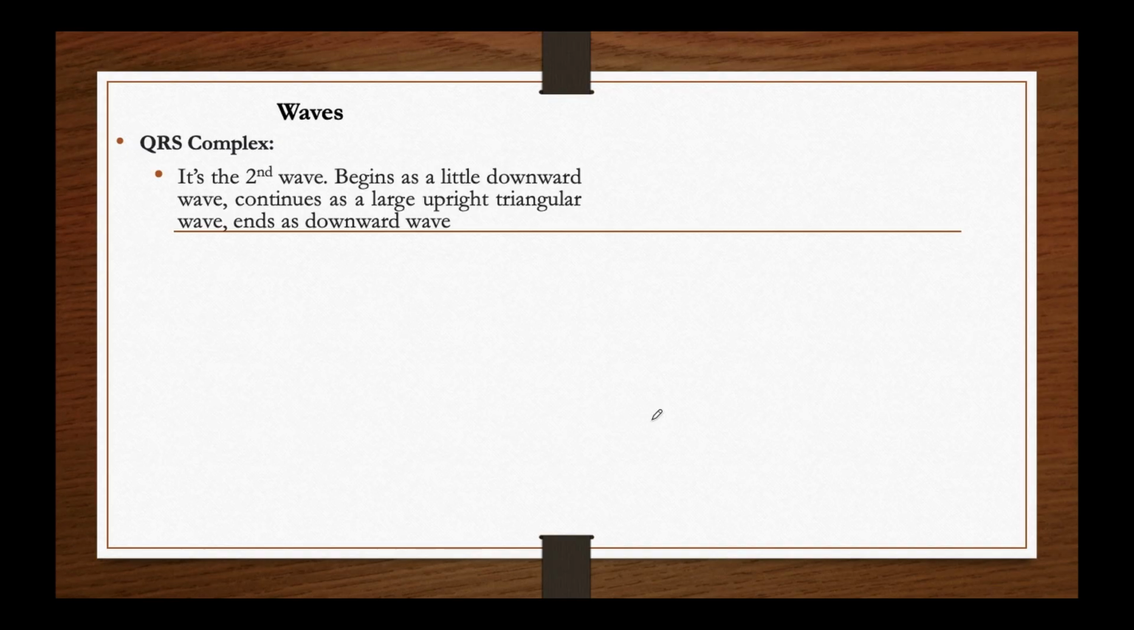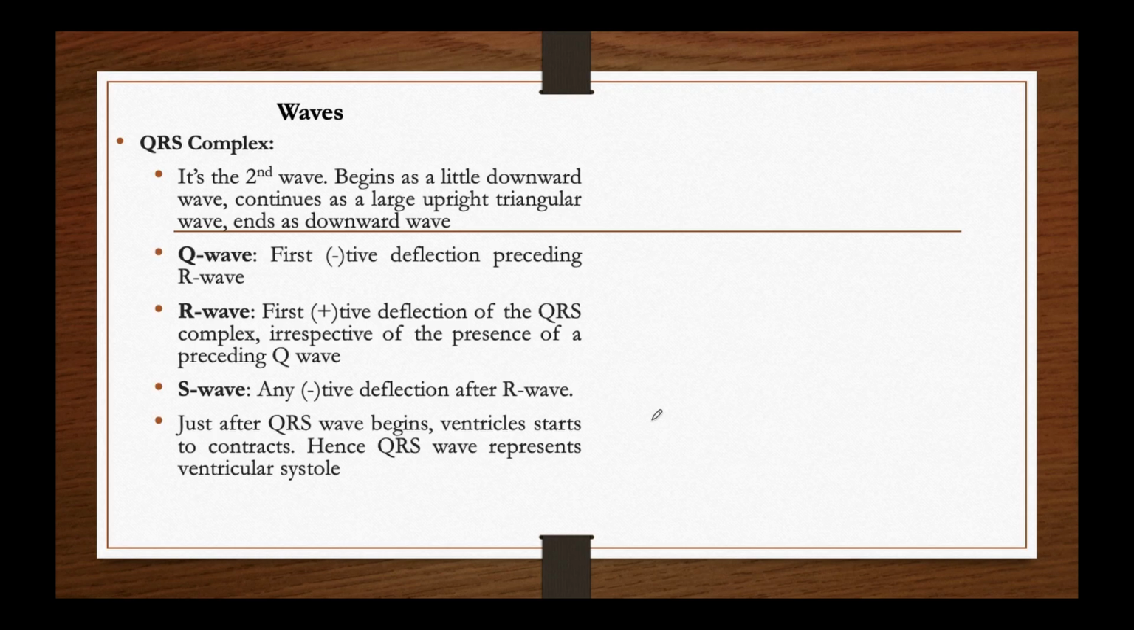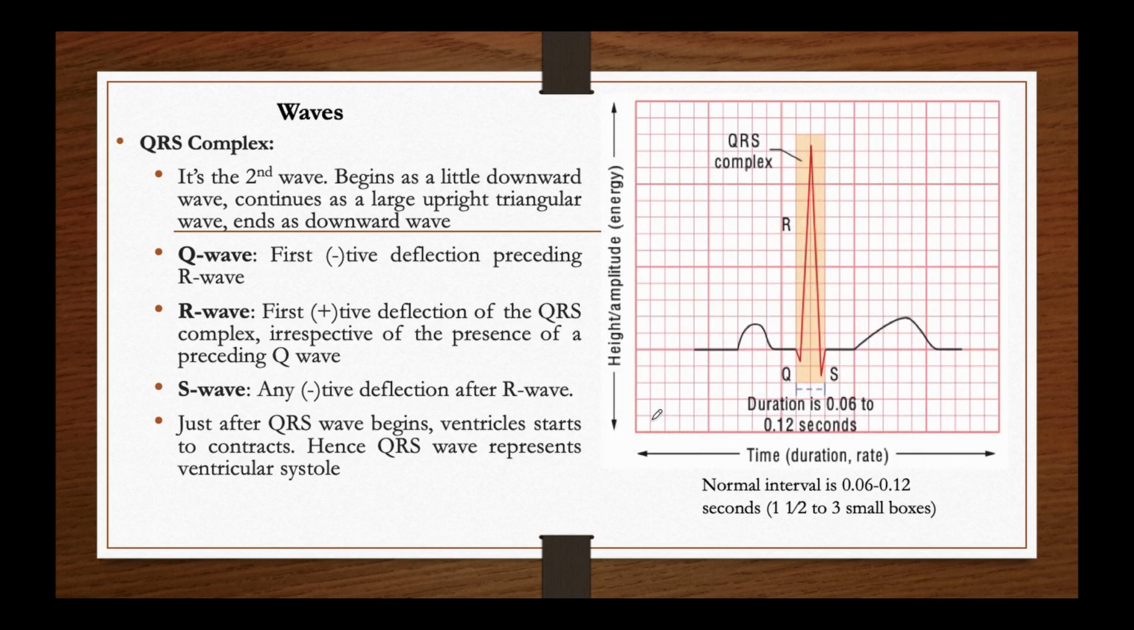Now, the duration of the QRS complex is about 0.12 seconds, and the amplitude is about 0.5 millivolts. And as the name implies, it's a complex, and so it is made up of different waves. So we have the Q wave, which is the first negative deflection which precedes the R wave. If you look at the diagram over here, this is the Q wave, the first red deflection. This is the Q wave, and it is the first negative deflection. It comes before the R wave.